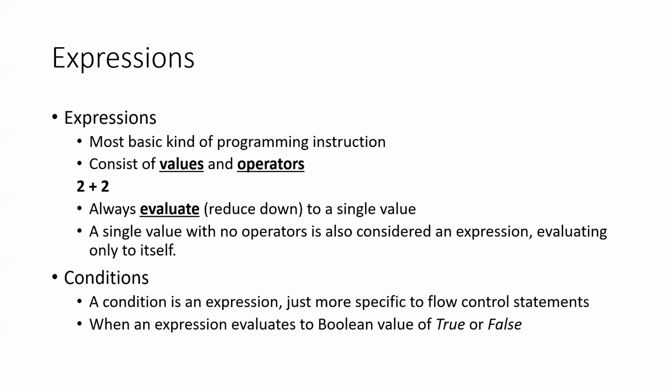All right, so getting into the topics themselves, clear back in the beginning, we talked about expressions being the most basic kind of programming instruction. An expression is always going to consist of values and some operator. So for example, 2 plus 2, the 2 is a value, the plus is an operator, and 2 is a value. Those will always evaluate or reduce down to a single value. And that single value with no operators is considered the expression itself, evaluating only to itself.